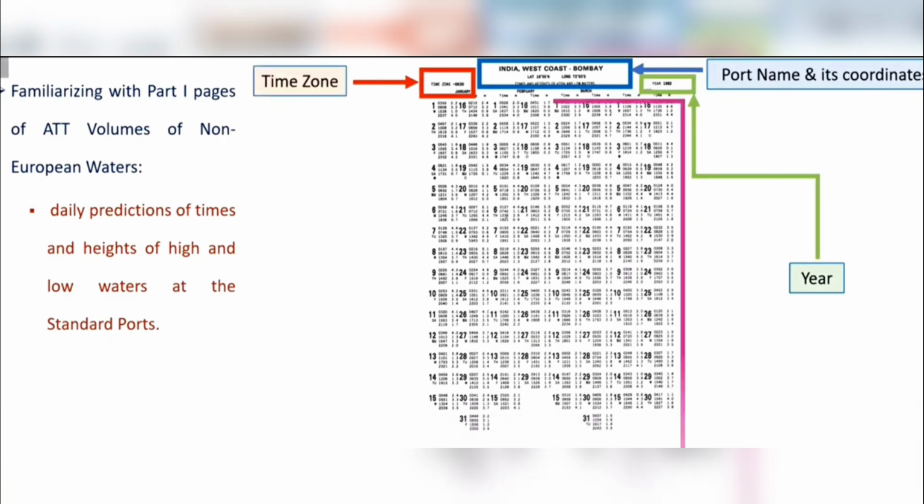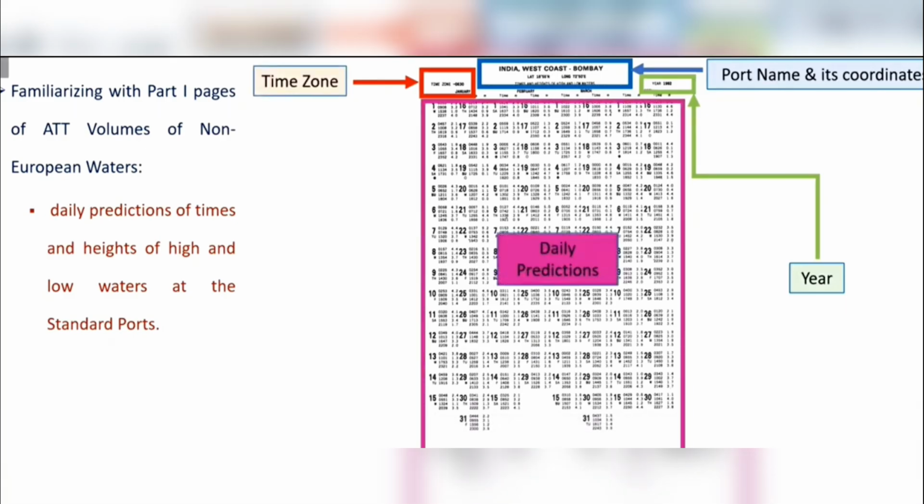And then we have the main body of the page, which contains the daily predictions. So this page is similar to what we also had in ATT Volume 1. We shall now familiarize ourselves with the diagram that shall facilitate calculation of heights of tide at times other than high water and low water.